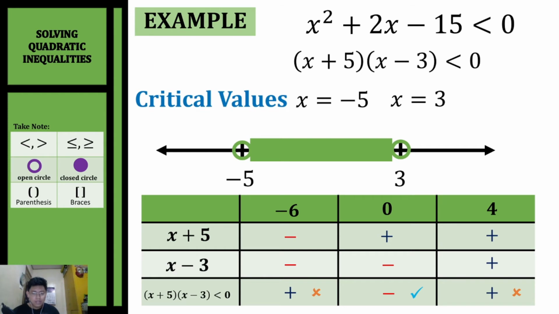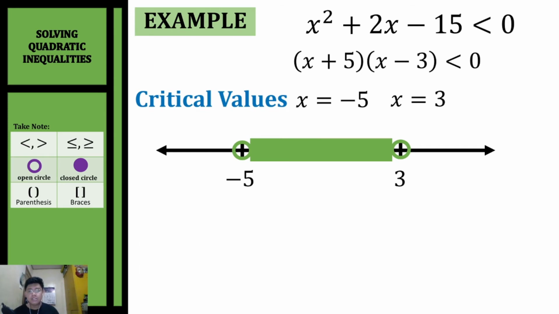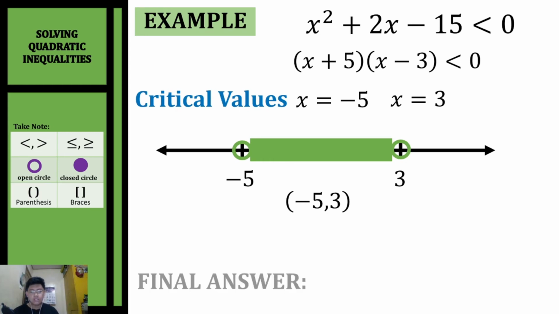Now, we completed our table of signs. We can now proceed to our conclusion. So, our answer will be from negative 5 to 3. Since our inequality symbol is less than, we will use parentheses to write our interval. So from negative 5 to 3. So that will be our final answer.